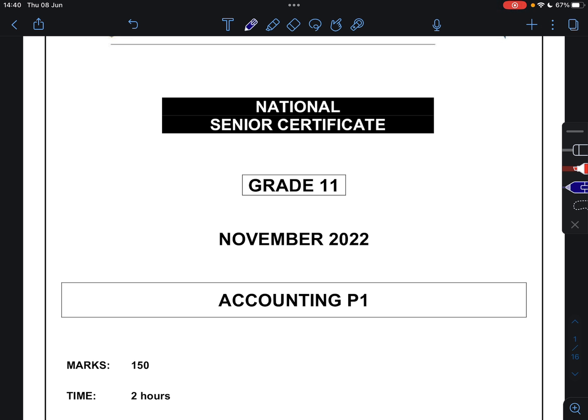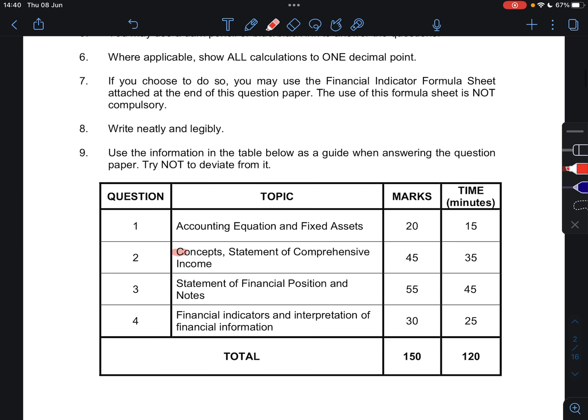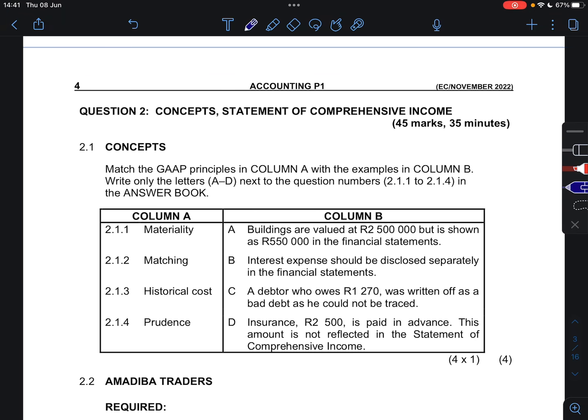Today, we will be doing the November 2022 grade 11 accounting paper 1, but we will be focusing generally on your concepts, statement of comprehensive income, and whatever it throws at us. Okay, so let's get to the question, which is question 2. It says concept, statement of comprehensive income, 45 marks in 35 minutes. So now we're matching the GAAP principles in column A with the examples in column B. Write only the letters A to D next to the question numbers 2.1.1 to 2.1.4 in the answer book.